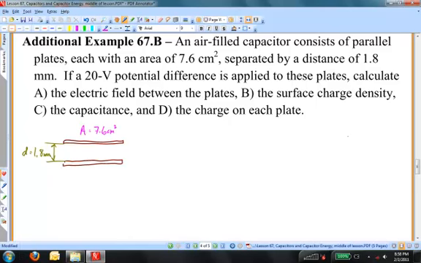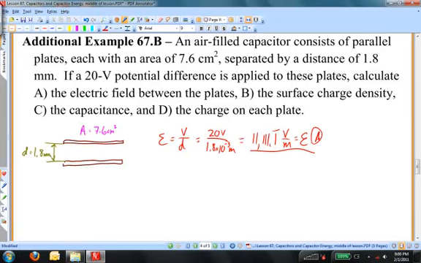We're asked the electric field between the plates. I'll remind you that the electric field is equal to V divided by D. And we know what V is. It's 20 volts. And we know what D is. It's going to be 1.8 times 10 to the minus 3 meters. So let's put those numbers in. I get that the electric field is just over 11,000 volts per meter. That's the answer to part A.